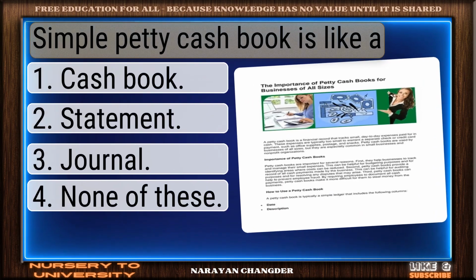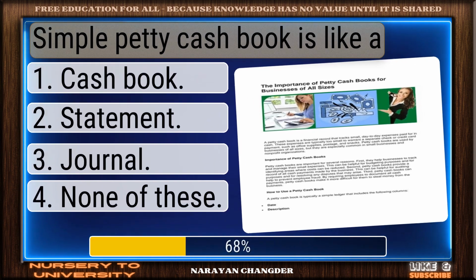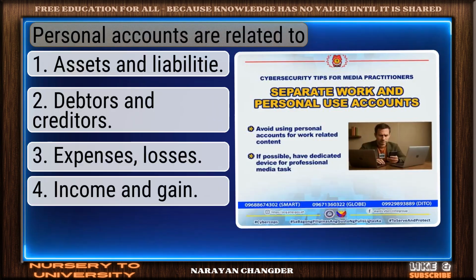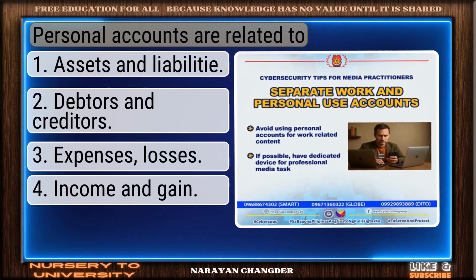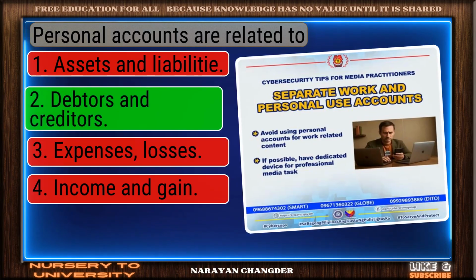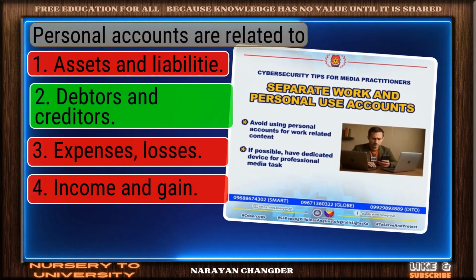Simple petty cash book is like a. Excellent. Statement is a brilliant choice. Personal accounts are related to. Good job. Your answer debtors and creditors works well here.